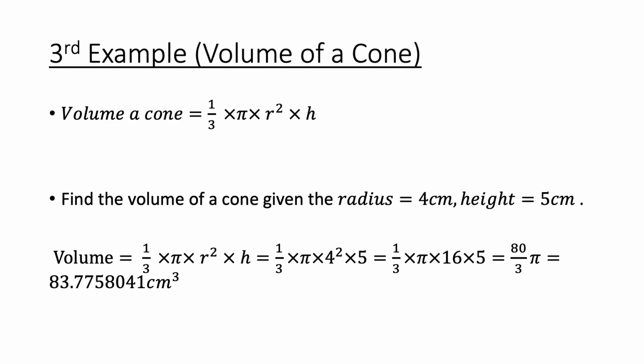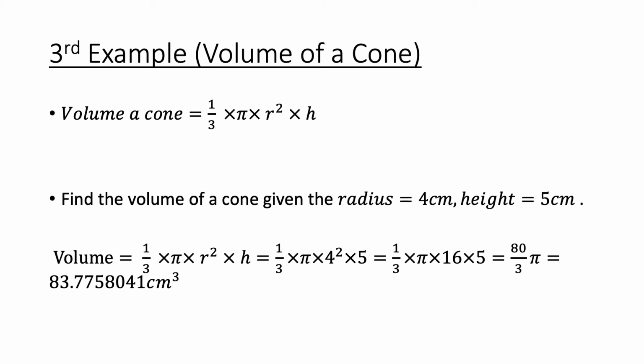Okay, right, guys. Third example, actually. Volume of a cone. The volume of a cone is a third times pi times r squared h. A cone looks like this: it's a triangle, and then it's a bit curved here. So that's a cone. The volume is pi r squared h divided by 3.